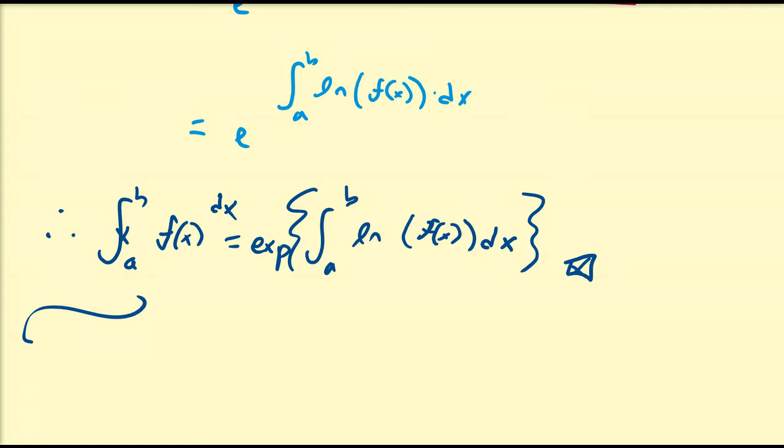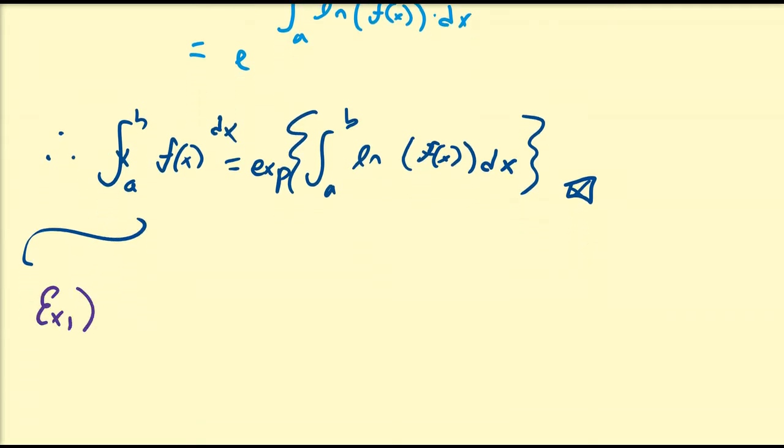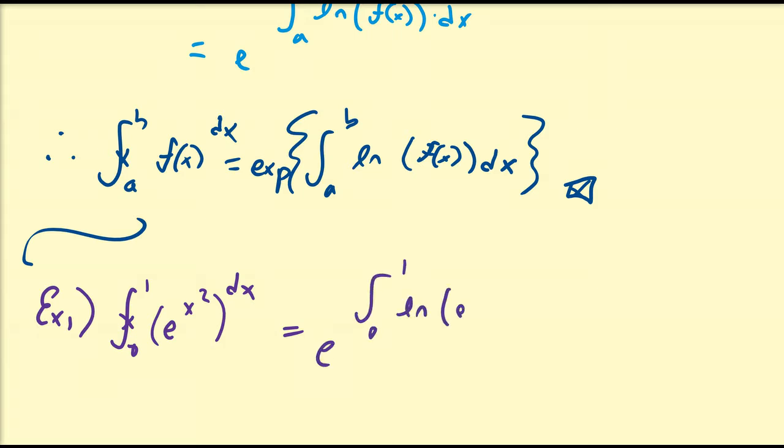So let's work through a couple examples to illustrate this. If you're really good at standard integration, then product integration in this form is actually very straightforward. Alright, so first example. Let us find the product integral from 0 to 1 of e to the x squared to the dx. By this connection, we've already proven that this is the same as e to the standard integral from 0 to 1 of the natural log of e to the x squared with respect to x.